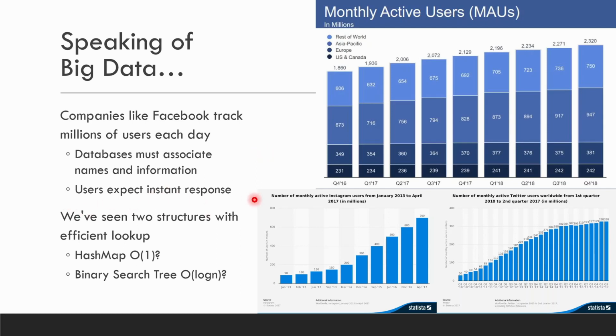We cannot expect these websites to operate slowly. Otherwise, we would just close the app and move on with our lives. Users expect instantaneous responses. We have observed two structures that have efficient lookup: the HashMap, which is O(1) if we have a good hashing function, and the binary search tree, which is O(log n) lookup if we can sort the data. If we're operating one of these super large companies and working on a ton of big data, then we are going to have to be very careful about our decisions when it comes to storing this user data so that we can retrieve it very quickly and also do it at scale.